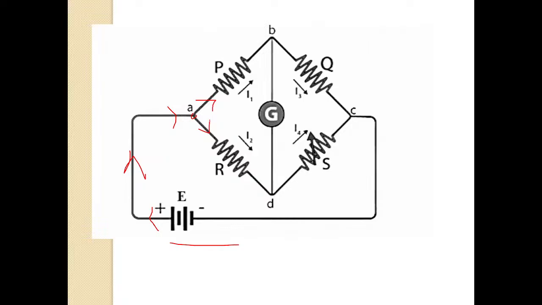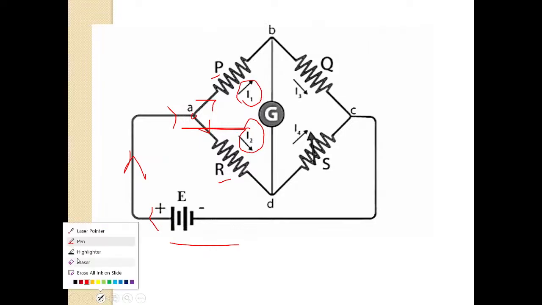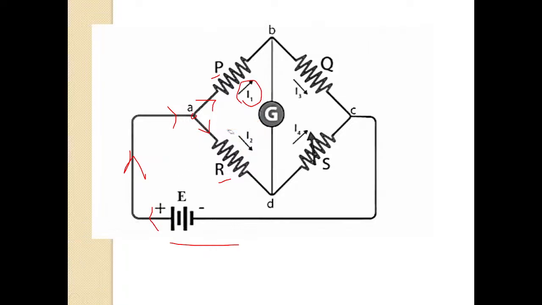What is the current entering resistance P? I1 current. How much current enters this other resistance? I2 current. So I2 current flows through R, and I1 current flows through P when current enters this junction A.